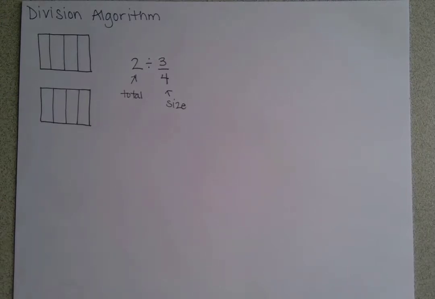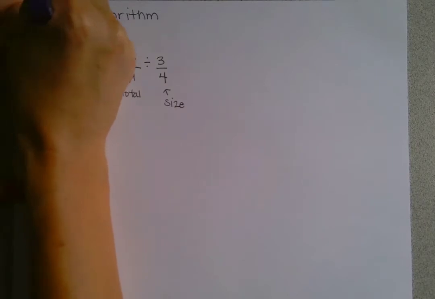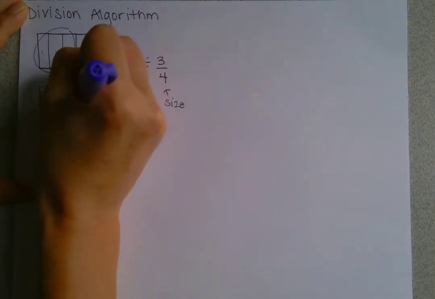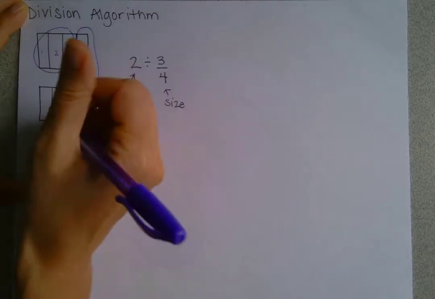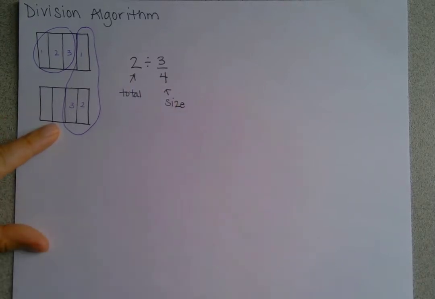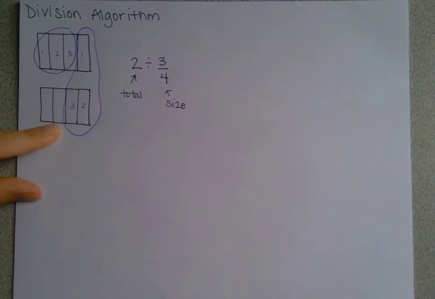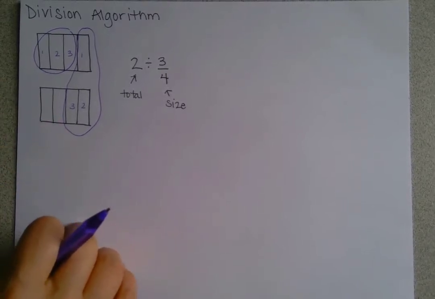And now I need to make pieces that are size 3 of those fourths. So now I'm gonna take my 8 pieces and I'm gonna make groups of 3. So here's my first group of 3. Here's my second group of 3. And then I have these 2 pieces left over, and I won't be able to make another group of 3. So I'll have 2 pieces out of the 3 pieces that I need left over.